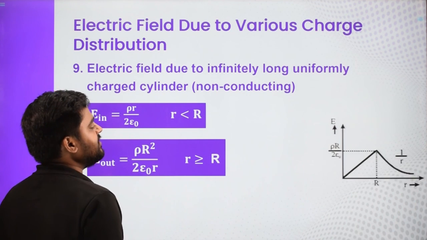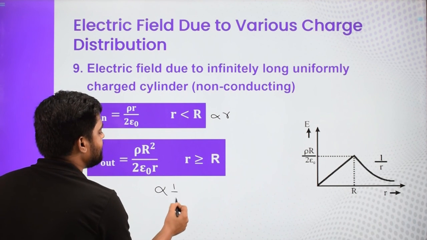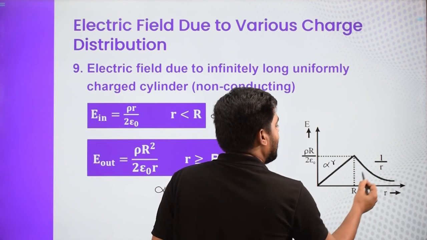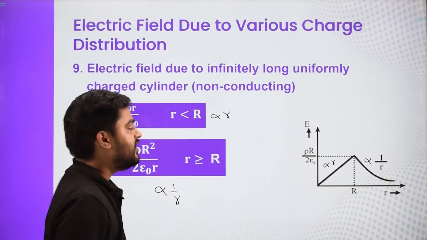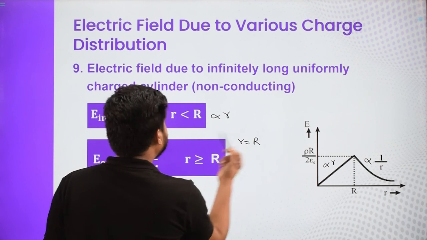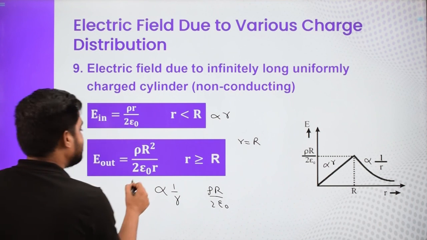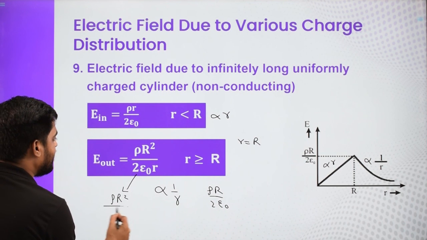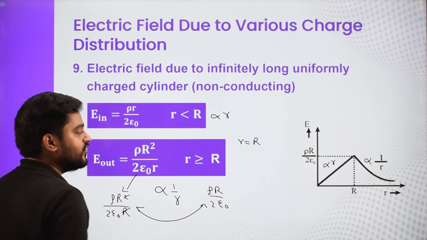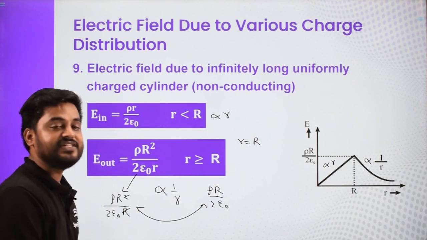Here the field is proportional to r inside, and proportional to 1 by r outside. So initially we get a straight line rising proportional to r, and then we get proportional to 1 by r. At the boundary condition, that is when r is equal to R, put the value. This is rho R by 2 epsilon naught, while the other is rho R square by 2 epsilon naught R. One R is gone, and again we get the same thing. So the graph is continuous at the boundary, that is, small r equal to capital R.